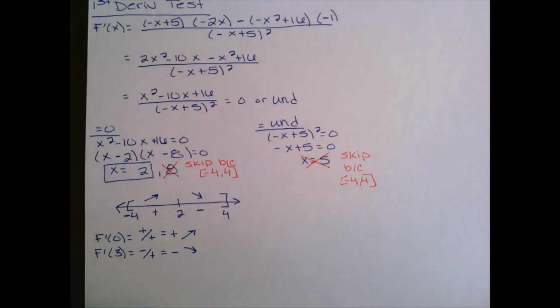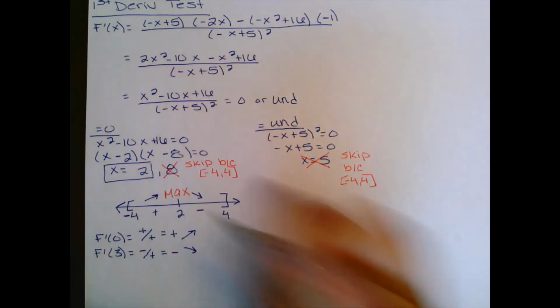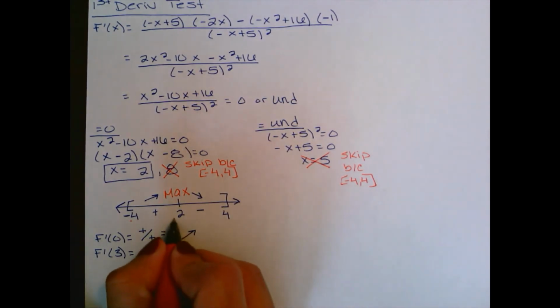So there you go. I just proved my max, that I did have some number c, which in this case was 2, in between -4 and 4, where f prime of x equals 0. Okay, I found my extrema, which is 2.